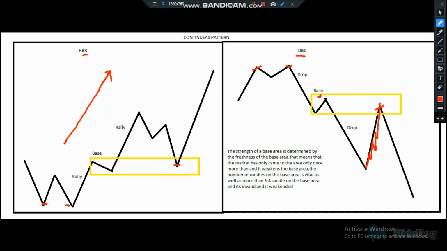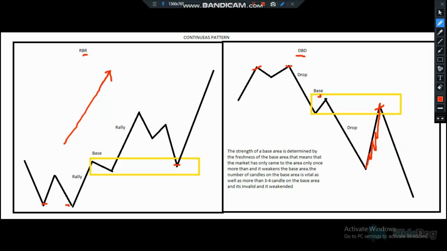So if price comes back to that area once and then leaves, that's very nice, that's proper freshness. But if it touches it, goes out, comes back in, goes out, comes back in, goes out, the area does not work. The base area is weakened, because once pending orders are triggered, the market maker will just leave there, right?